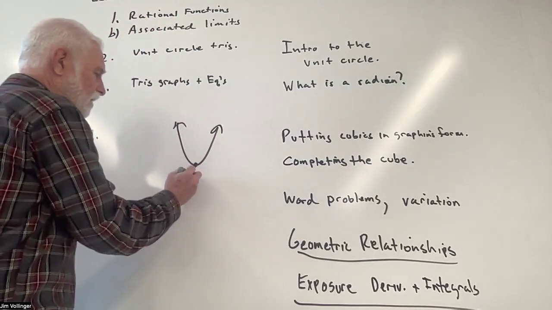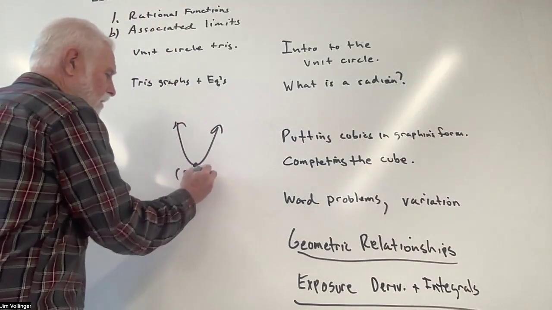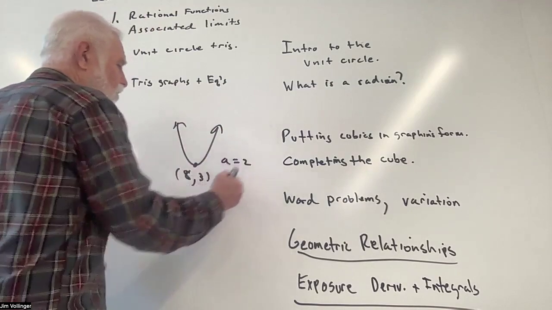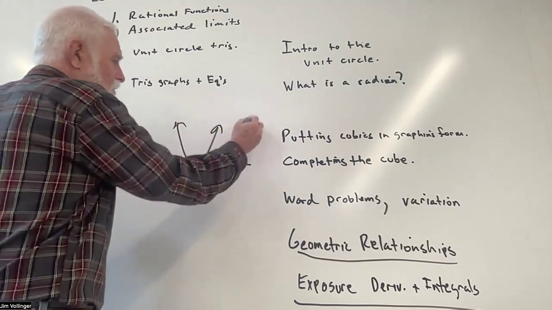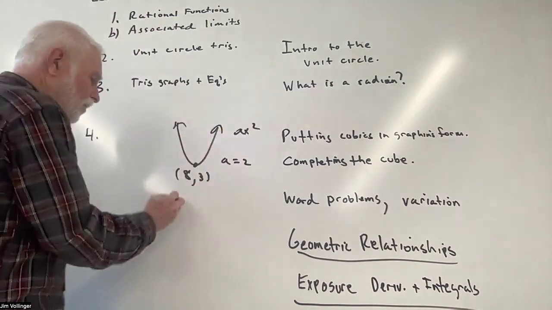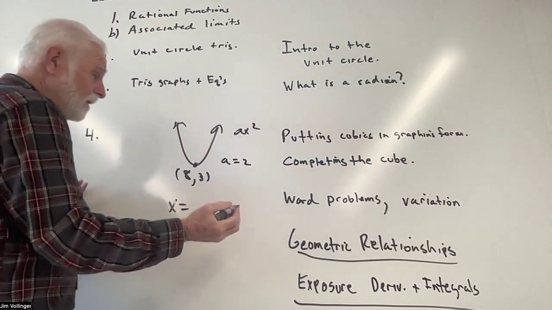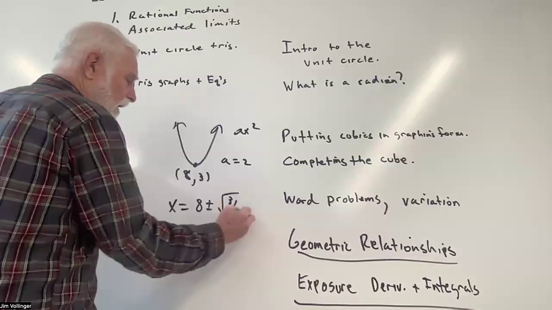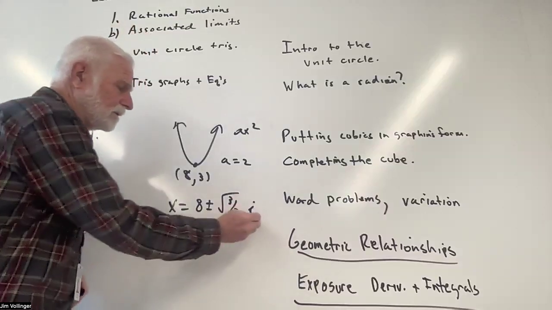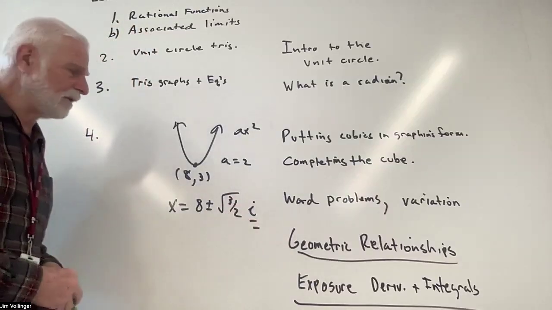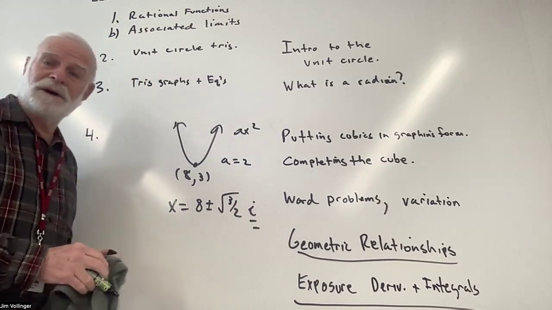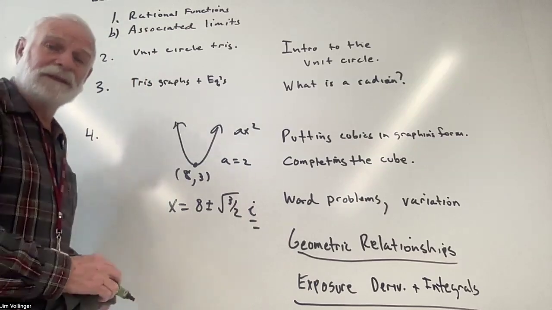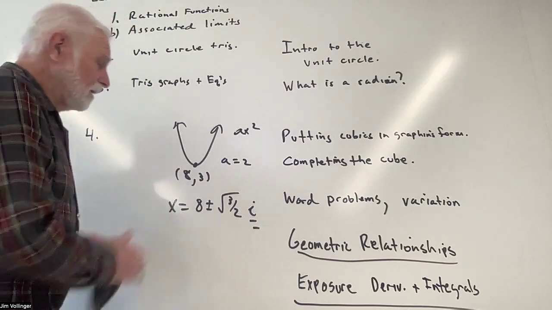Let's say this is 8,3 with an a value of 2, the ax squared value, right? So it's cup shape up. What are the roots? A lot of you now simply write 8 plus or minus the square root of 3/2 imaginary. Some of you are still trying to sort out why it's imaginary, and we can keep talking about it until you do sort it out. It's important to sort out.